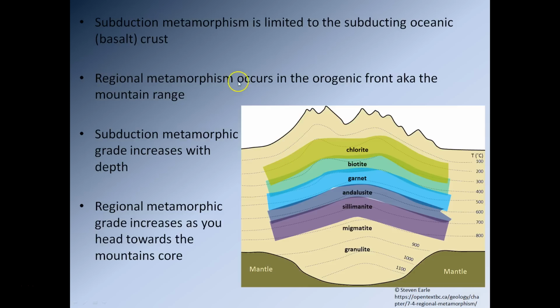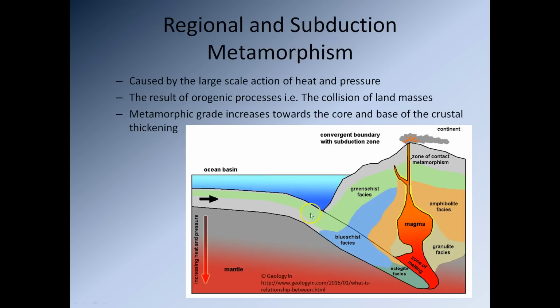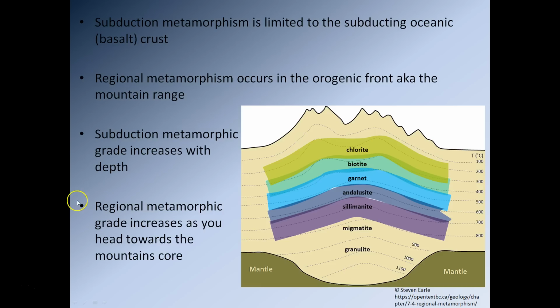So regional metamorphism occurs in the orogenic front, which is otherwise known as a mountain range. So the Andes is the Andean orogenic front essentially. So subduction metamorphism increases with grade and depth. So subduction metamorphism increases the deeper the piece of oceanic crust goes into the mantle. So regional metamorphism increases as you head towards the mountain core.